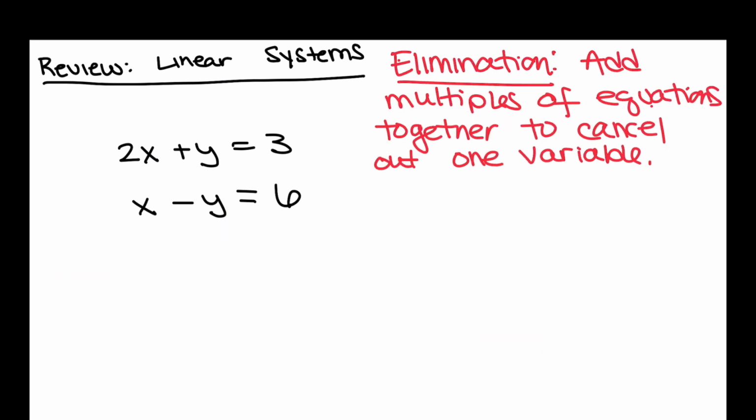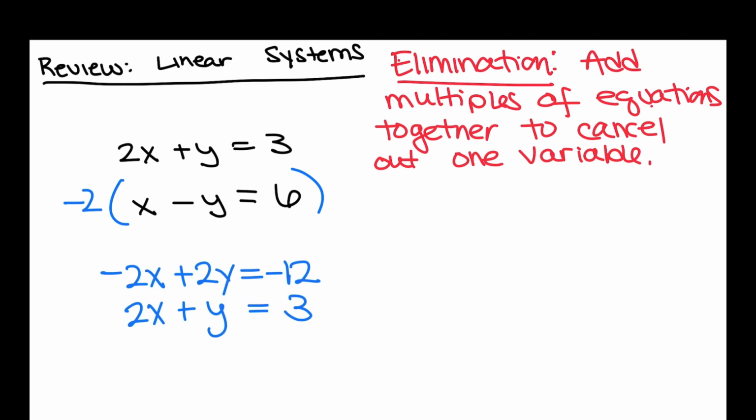Finally, the third method we can use on linear systems is called elimination. That's where we add multiples of the equations together with the goal of eliminating or canceling out one variable. So for example, if I want the x's to disappear when I add these two equations together, I'm going to need a negative 2x in the second equation. I want one of my variables to have equal but opposite coefficients. So I'm going to take my second equation, I'm going to multiply everything by negative 2. That gives me negative 2x plus 2y equals negative 12.